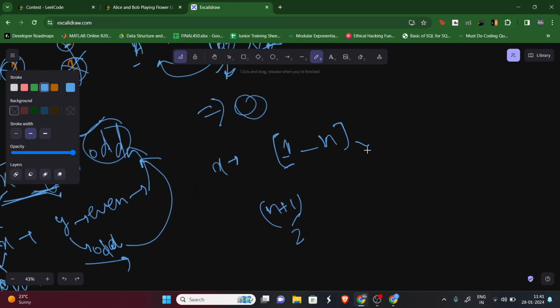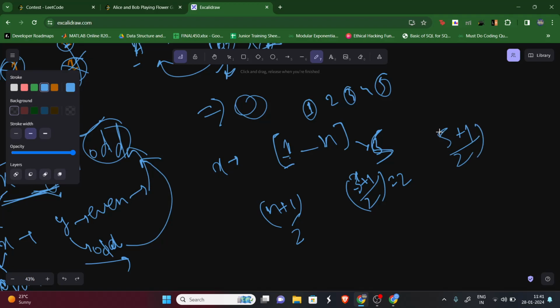Let's say if n was 3, then the total number of odd numbers are 1 and 3, that is 2, right? So (3 plus 1) by 2, that will be 2. Let's say if n was 5, in this scenario, how many odd numbers will be between 1 to 5? 1 2 3 4 5, that is 1, 3 and 5, 3. So (5 plus 1) divided by 2, that is 6 by 2, nothing but 3.